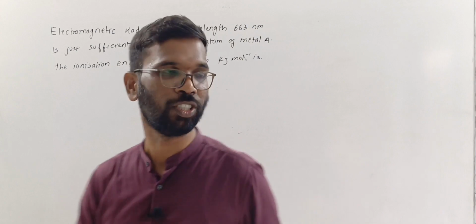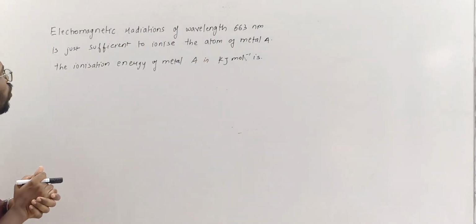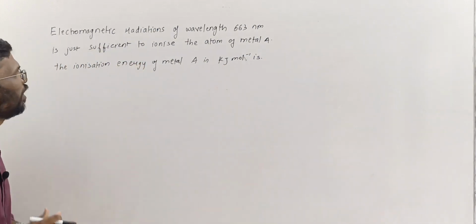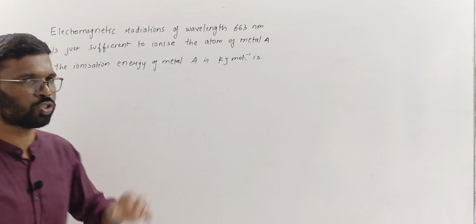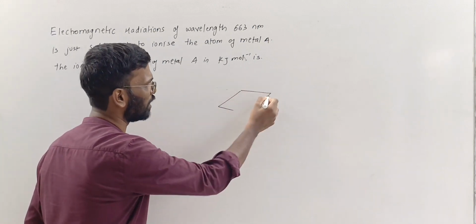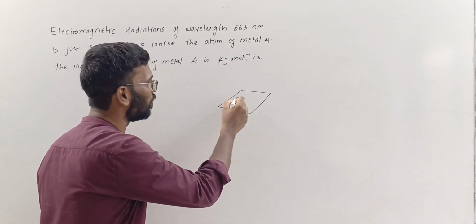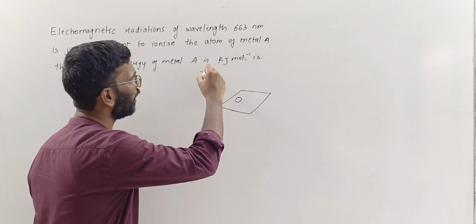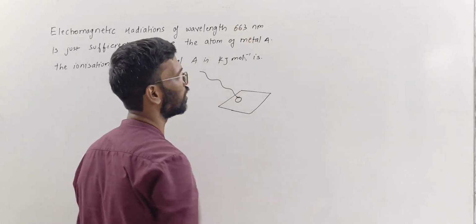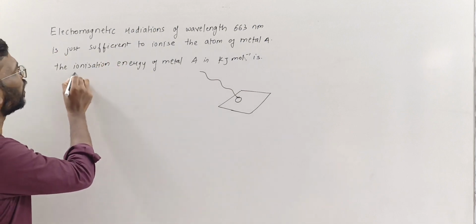Okay, here is the question. Electromagnetic radiation of 663 nanometer is just sufficient to ionize the atom of metal A. Find the ionization energy of metal A in kilojoules per mole. Now see, this is a part of the photoelectric effect. There are atoms irradiated with radiation whose wavelength is 663 nanometer, right? So calculate the ionization energy of the metal.